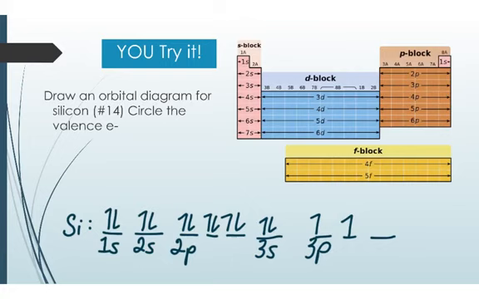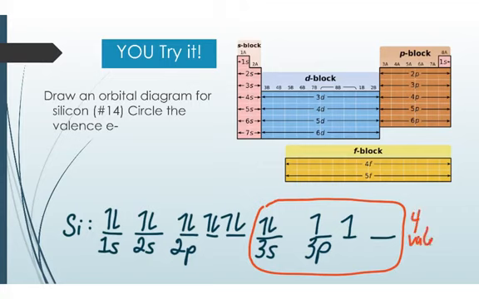And now I will circle my valence electrons. My highest number is a 3. Everything in the 3 gets circled, so I have a total of 4 valence electrons, which again makes sense since silicon is in the 4th column on the periodic table.